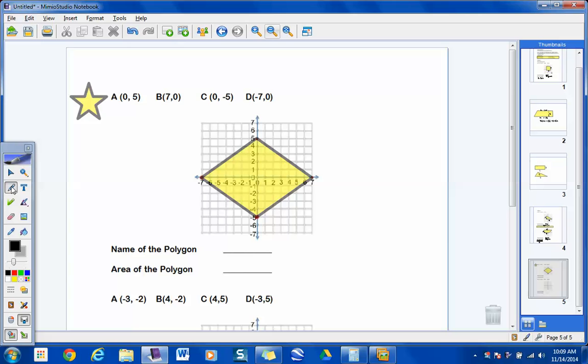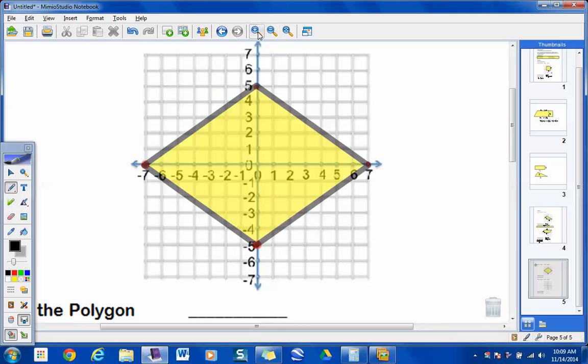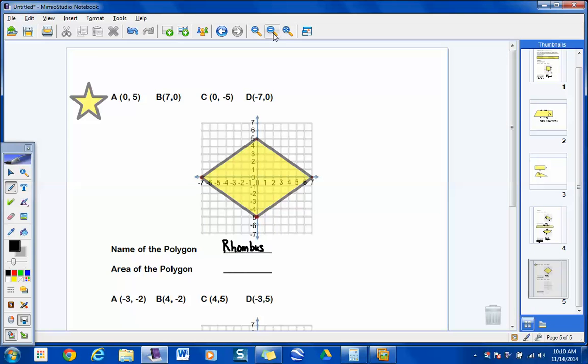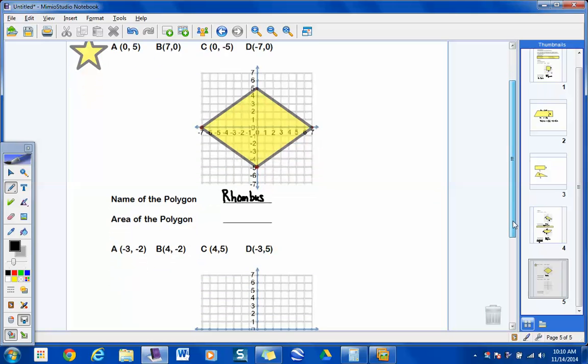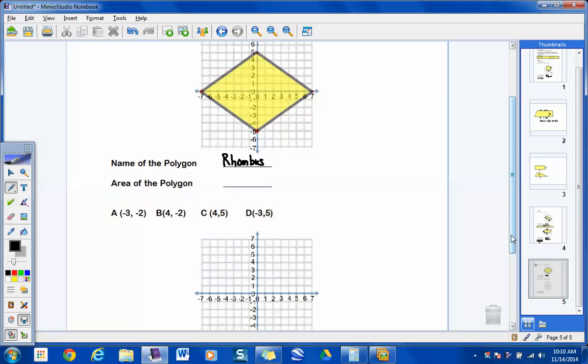Okay, here we go. So we're going to name the polygon. What kind of a polygon are we going to call this, kiddos? Rhombus. So right down here, rhombus. Okay, this is the part you really need to pay attention to. We need to figure out a way to find the area. Well, we don't really have a formula for something that's tilted like this, because aren't my sides all of a sudden diagonal instead of horizontal and vertical?